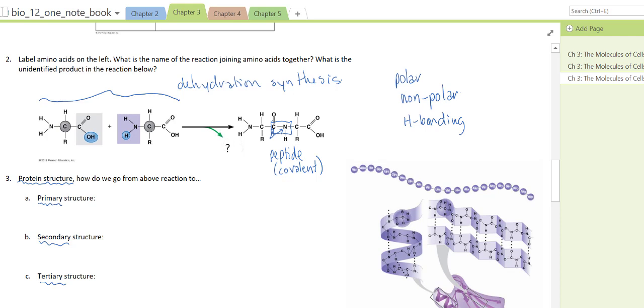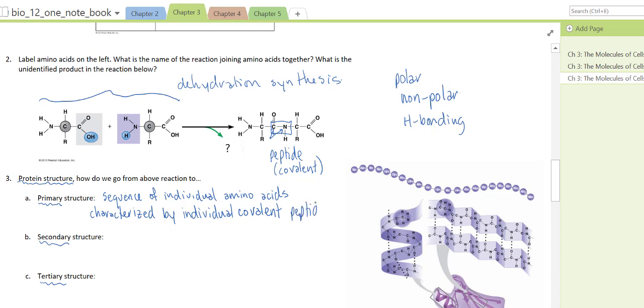So the primary structure refers to the sequence of individual amino acids characterized by individual covalent peptide bonds.